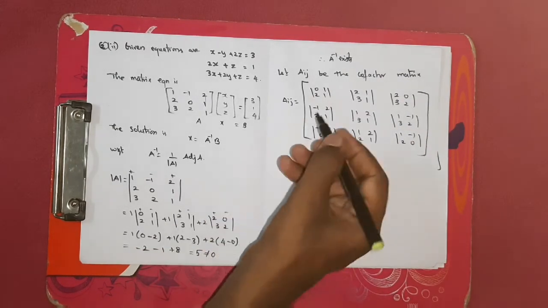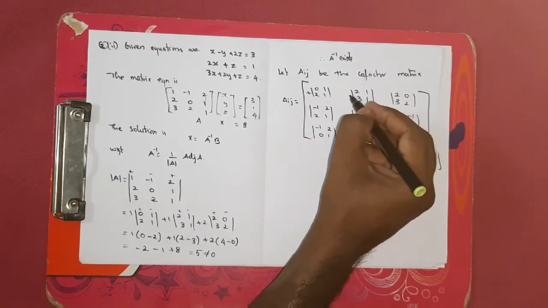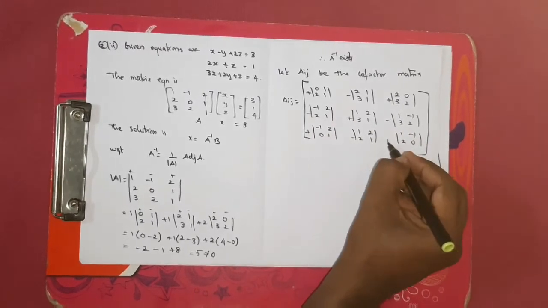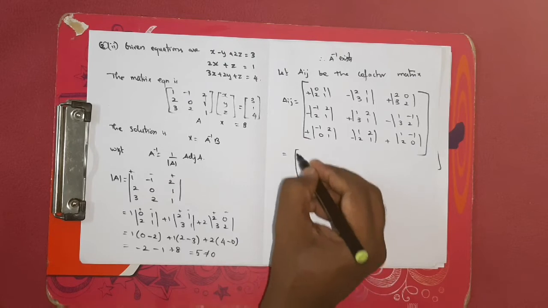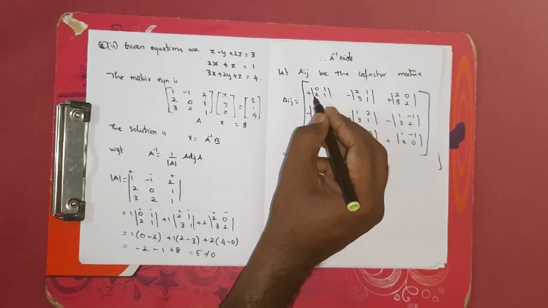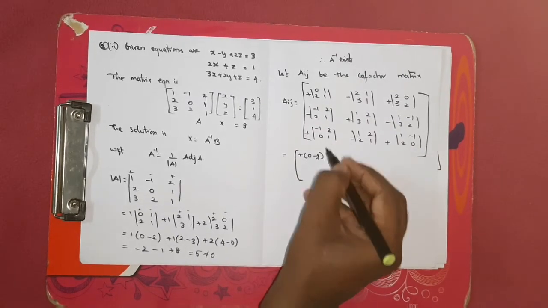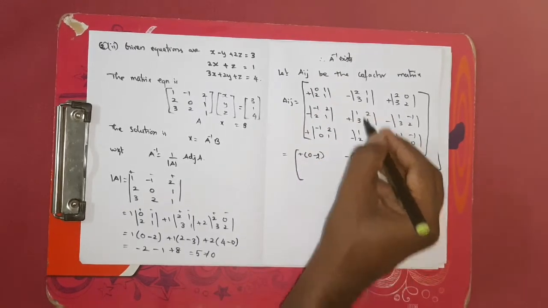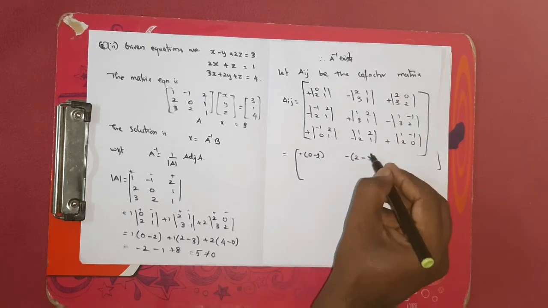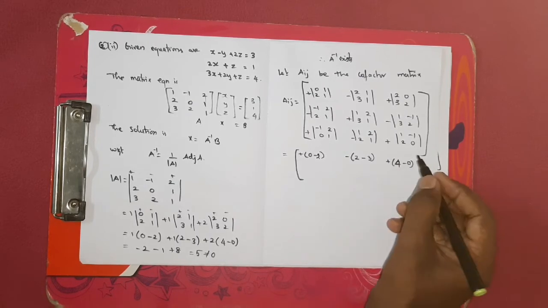And now we have to assign the sign, because these are just minors. When will it become a cofactor? By assigning the signs plus, minus, plus, minus, plus, minus, plus, minus, plus. Okay, so let's solve this. Plus of 0 into 1, 0 minus 2, right? Minus of 2 into 3, but above that there will be a minus, so minus 3. Plus of 2 into 2, 4 minus 0.